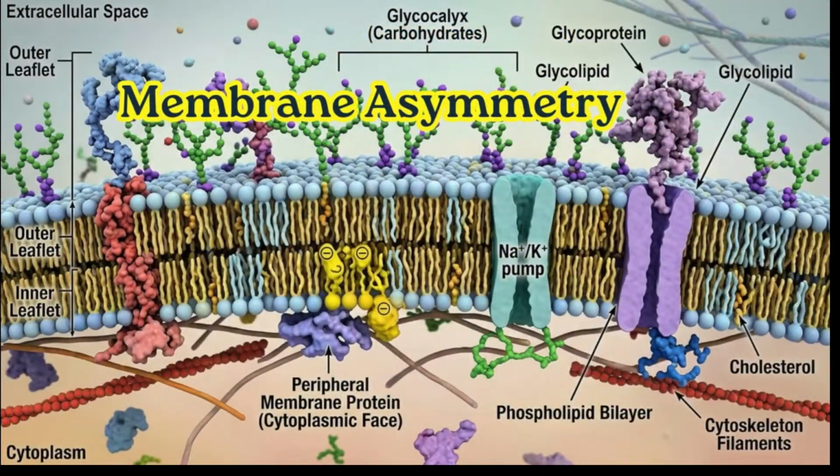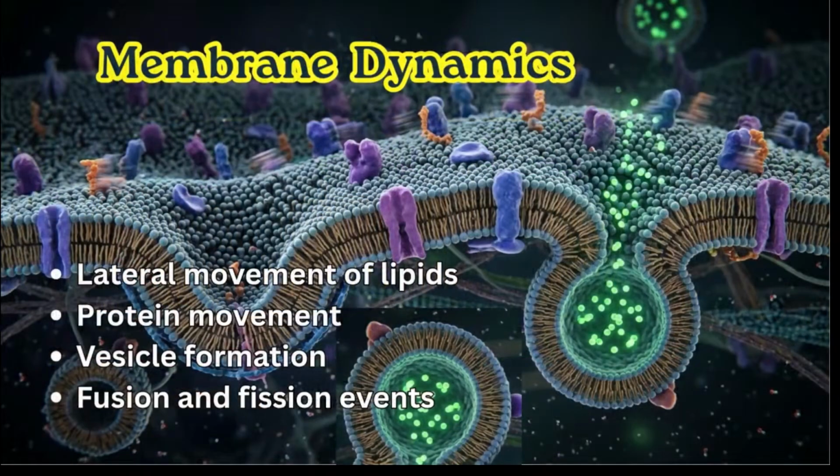Another very important characteristic of the cell membrane is membrane asymmetry. The two sides of the membrane are very much different from one another. Membrane dynamics: the membrane is constantly changing through number one, lateral movements of the lipids, number two, protein movements, number three, vesicle formations, and number four, fusion and fission events.